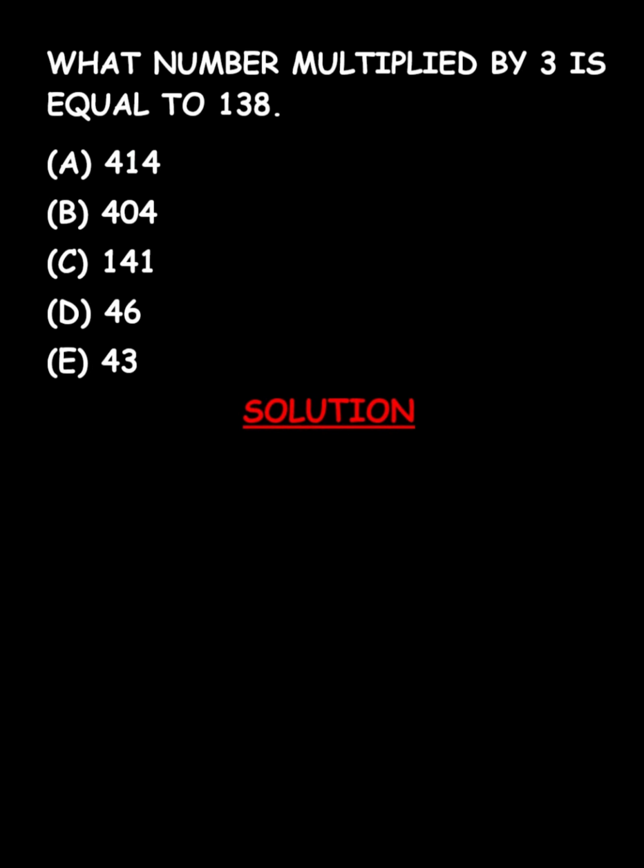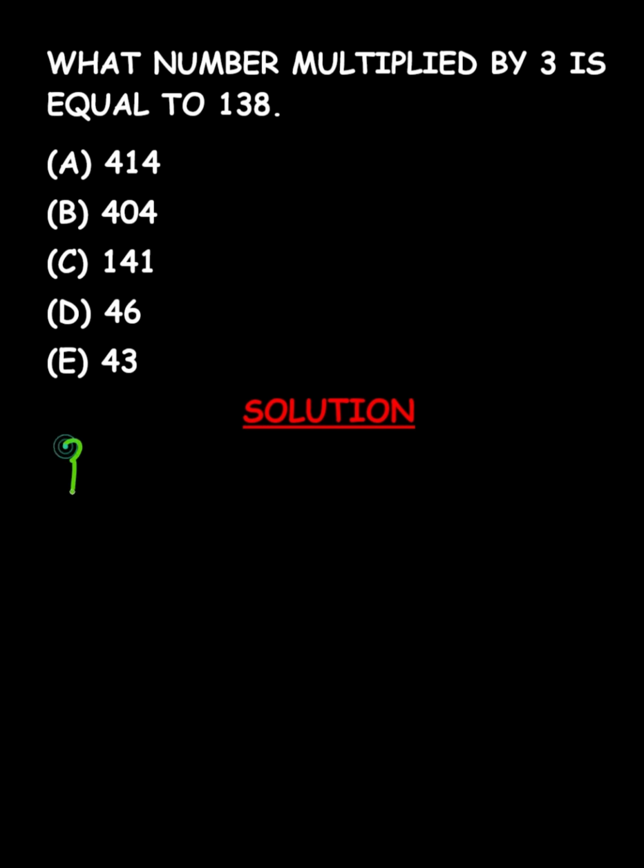What number multiplied by 3 is equal to 138? A. 414. B. 404. C. 141. D. 46. E. 43.